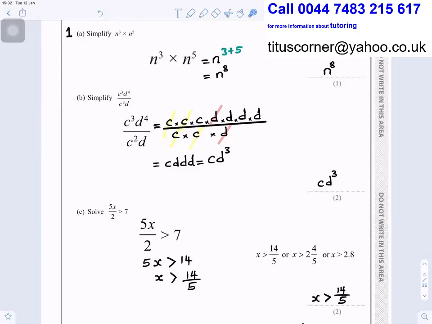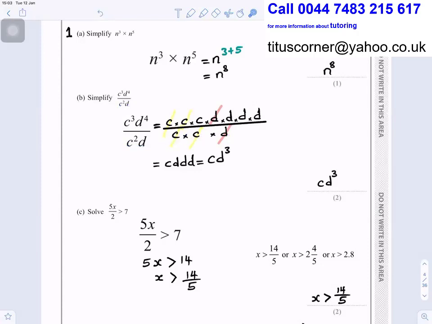1b, simplify. c cubed is the same as c times c times c. d to the power 4 is the same as d times d times d times d. In the denominator, c squared is the same as c times c, and then there's d.